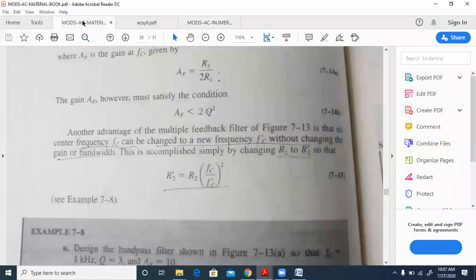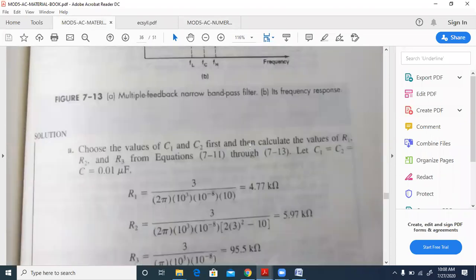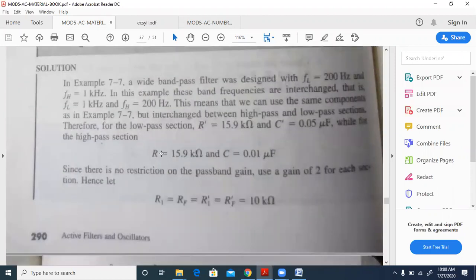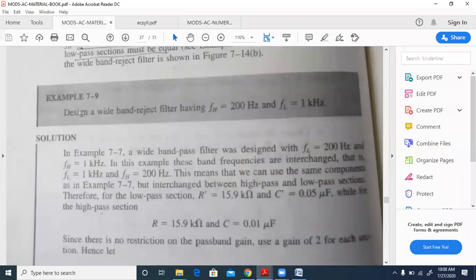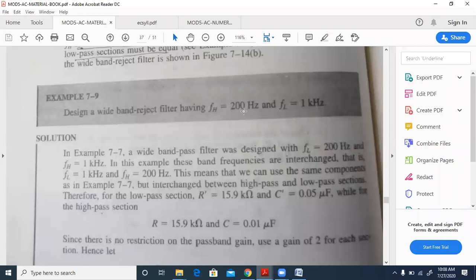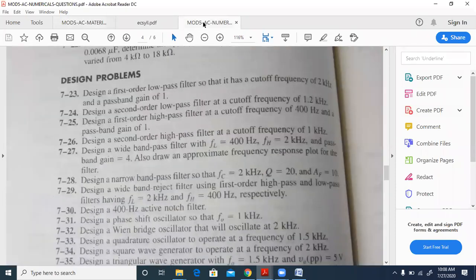Okay, so that will be the band reject filter. So again, we have to follow the same process, whatever is given in this example 7.9. It is FH equal to 200 hertz, FL is equal to 1 kilohertz, right? But here those values are changed. So it is, so to say, 2 kilohertz and 400 hertz, right? So here it is doubled, right? These two are doubled there, and we need to find the values. That's all. Okay, use the formula and find.